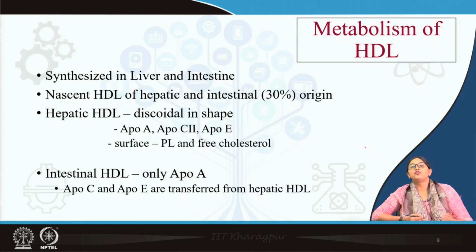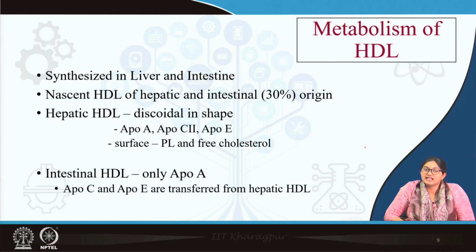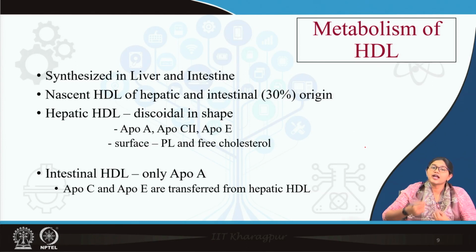So, next we are moving to the metabolism of HDL or high density lipoprotein. If you remember the composition of HDL, HDL has the highest density amongst the lipoproteins, containing the highest amount of protein in the form of apoprotein. Different types of apoproteins are present in HDL. So, basically HDL acts as a reservoir for apoproteins in circulation.